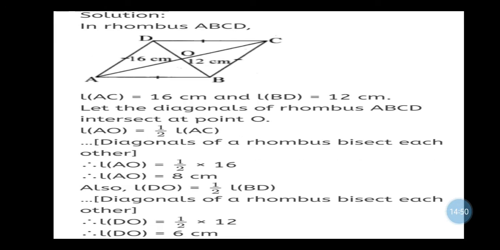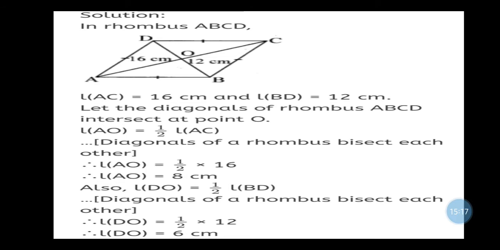So let's assume that this is our rhombus ABCD. So the given part we will write: length AC is given as 16 centimeter. That is, diagonals of rhombus are provided by us as 16 centimeter and 12 centimeter. So AC we are assuming as 16 centimeter and BD we are assuming as 12 centimeter. Same thing we are supposed to write in our diagram.